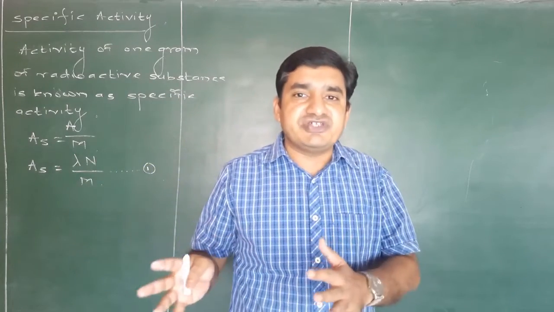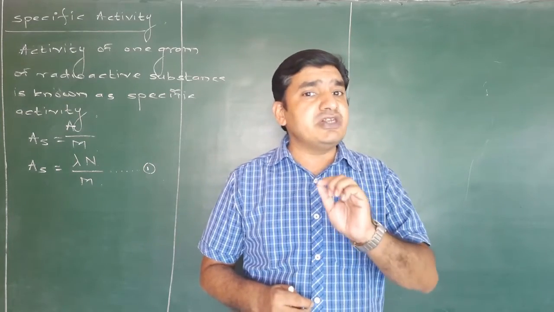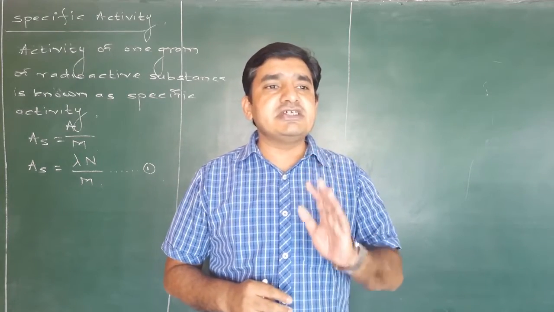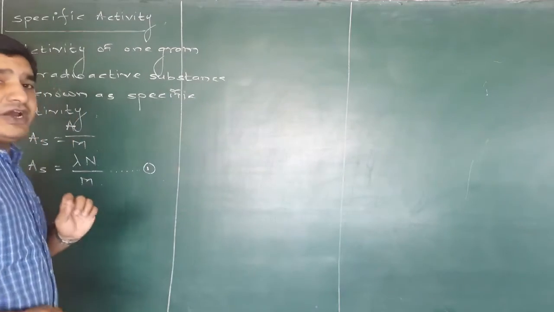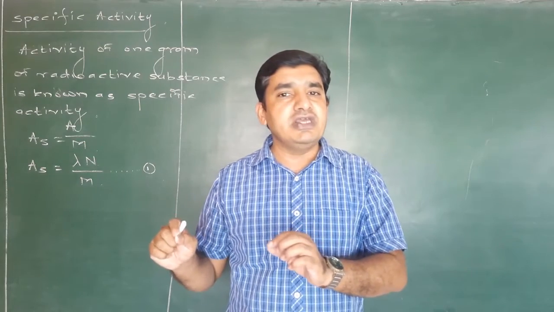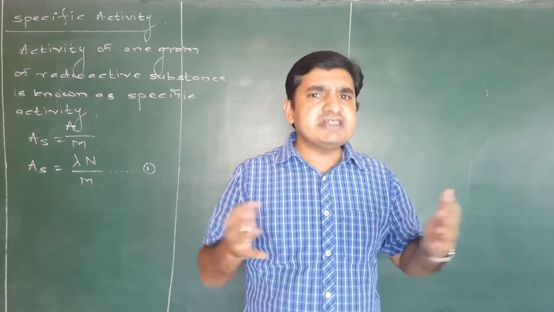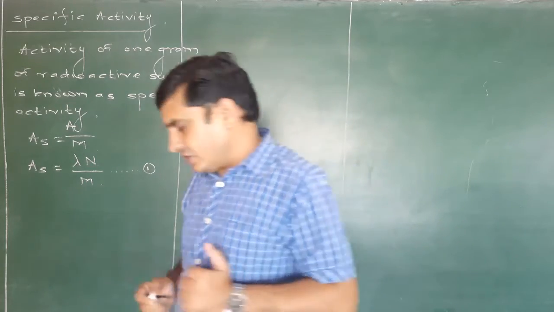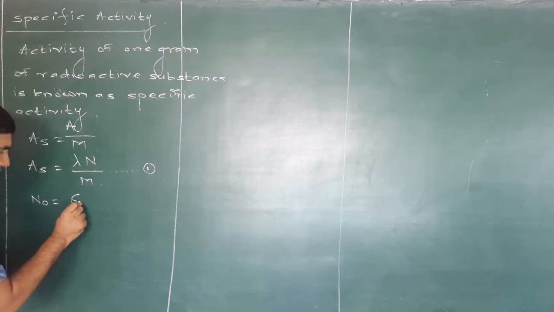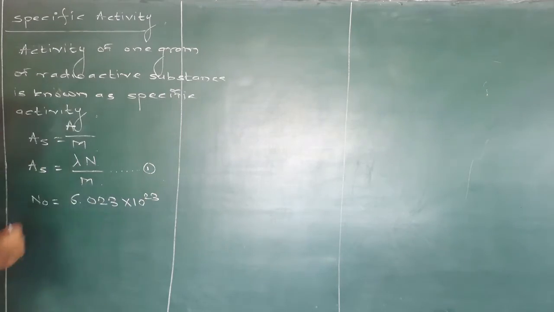According to Avogadro's hypothesis, we can say that 1 gram of hydrogen atom consists of 6.023 into 10 raised to 23 atoms, which is considered as Avogadro's number. So Avogadro's number N0 is equal to 6.023 into 10 raised to 23.